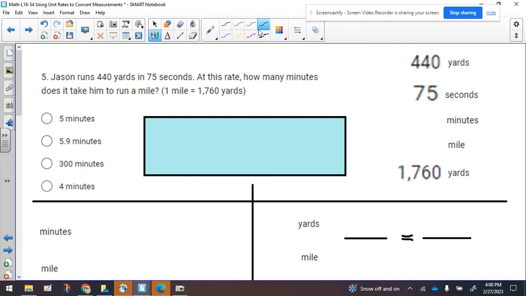Hey everybody, Mrs. Bianchi. We're looking at number 5, which has a lot of stuff going on in it. So I want to show you a couple different approaches. And then when you finish this, you're going to choose which approach you're more comfortable with.